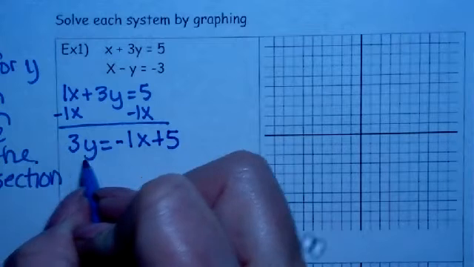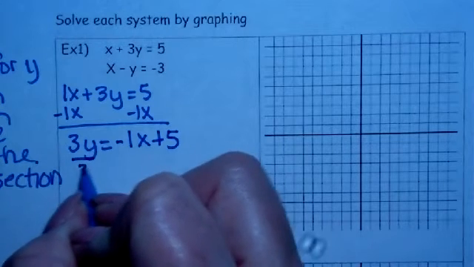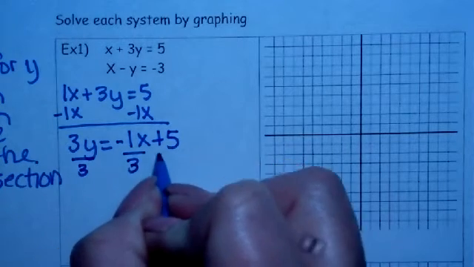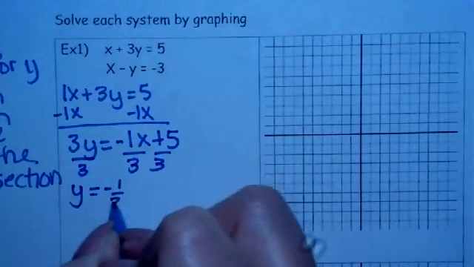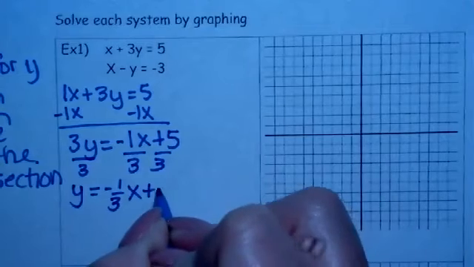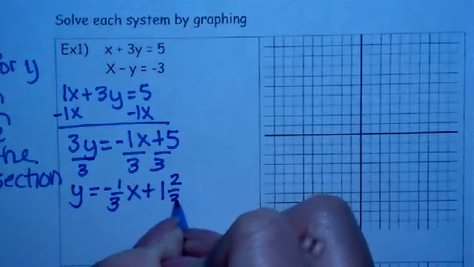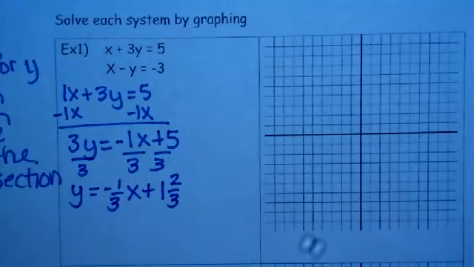Now, I'm going to divide everything by the 3. That's our second step in solving for y. So now I've got y is equal to negative 1/3 x plus 1 2/3. I did go ahead and change that to a mixed number so that it's easier to graph. It's easier to graph 1 2/3 than 5/3 if I'm looking at just a point, okay?